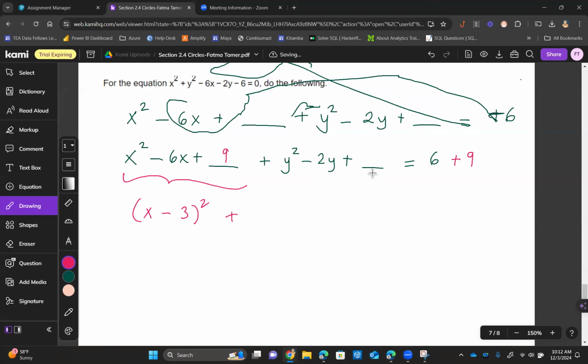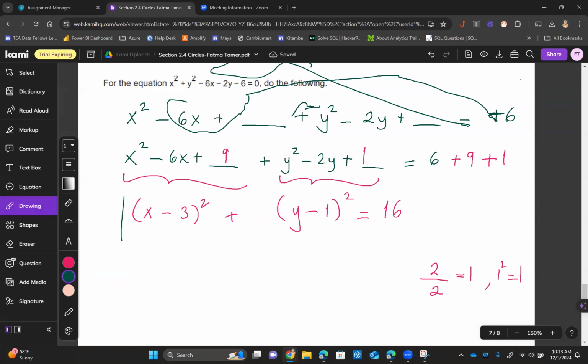Similarly, I need to find the missing number here. The number I have is 2. I will cut it in half, which gives me a 1. Then I will square the 1, and it will still be a 1. So the missing number here is 1 to make it a perfect square trinomial. That means I will also need to add a 1 here to balance the equation. Now this trinomial will be factored as y minus 1 to the second power, equals. Here, if we add all these numbers we got, we will get 16.